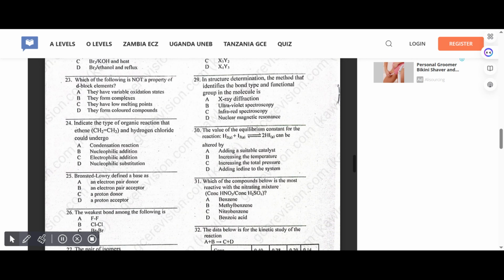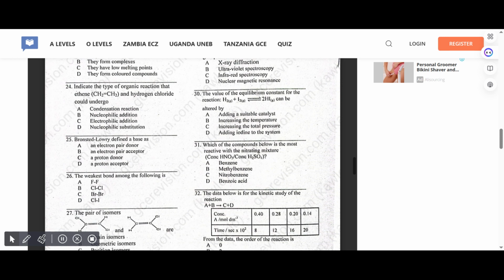Which of the following is not a property of d-block elements? Correct answer is C, which is they have low melting points. Indicate the type of organic reaction that ethene, so they gave us the formula, and hydrogen chloride could undergo. Correct answer is C, electrophilic addition.